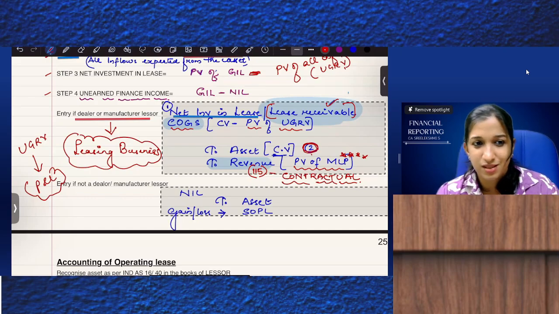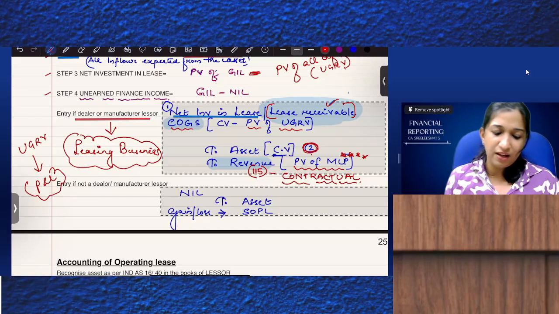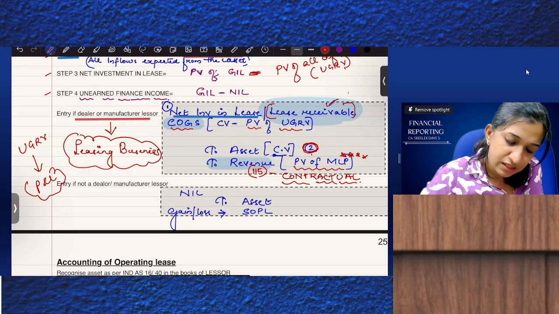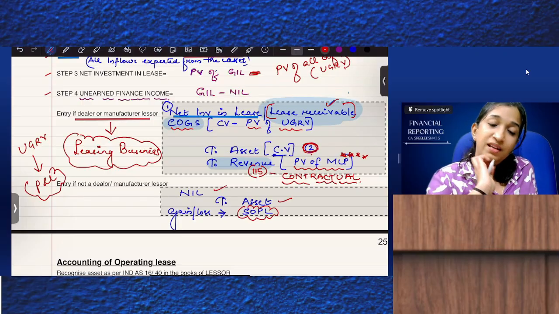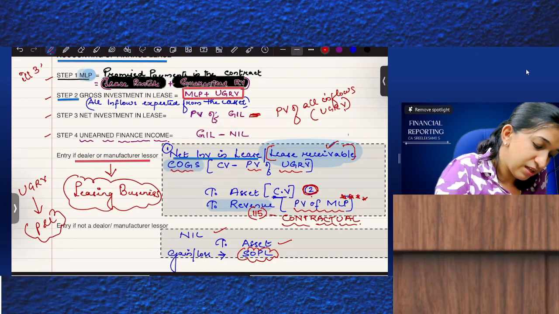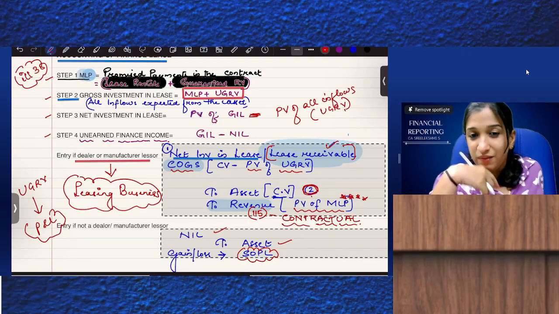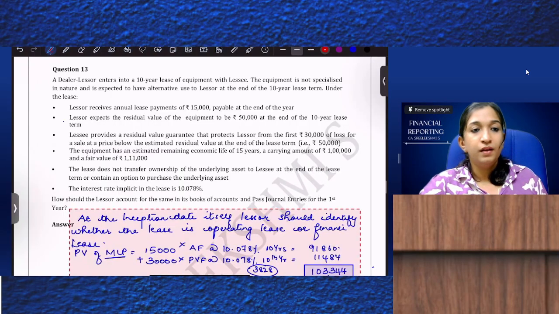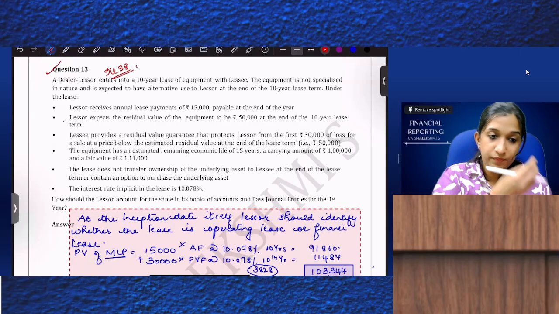Shall we try a question? Then you will understand more. Entry, if not a dealer or manufacturer: just net investment lease to asset, gain or loss to statement of P&L. That is illustration 38, accounting in the books of lessor, which is not asked for exam yet. Shall we take that question and discuss? This is illustration 38 in our study material.